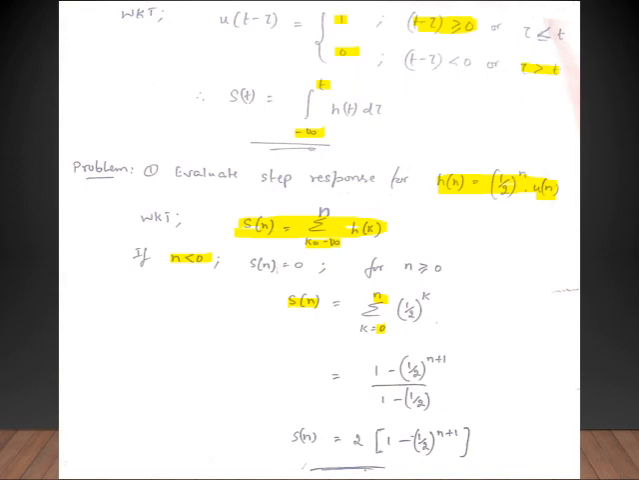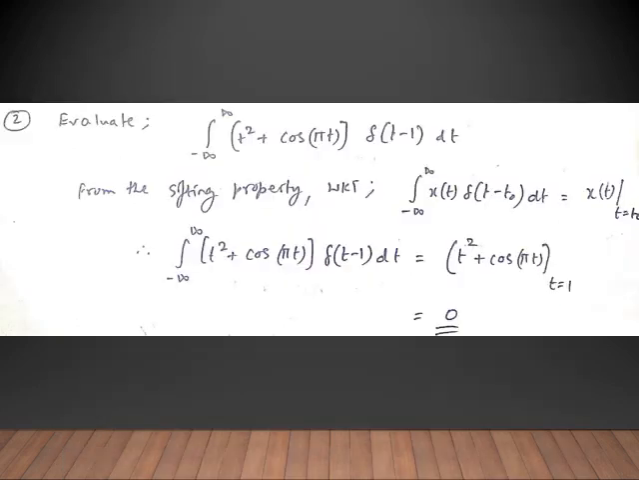So this is a pretty standard format. It says 1 minus alpha to the power n plus 1 divided by 1 minus alpha. After simplifying, we get the solution: 2 into 1 minus half to the power n plus 1 is the solution for this particular problem. So this is one more problem which is mentioned in this particular presentation.